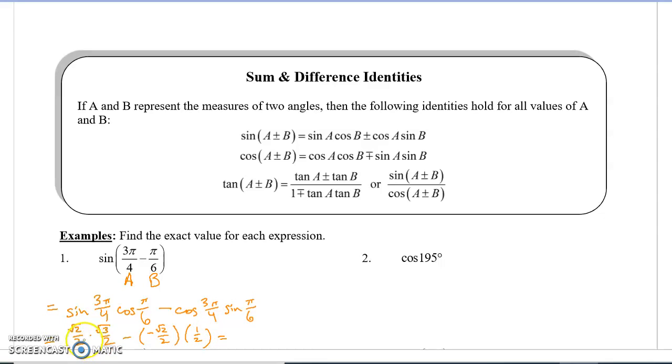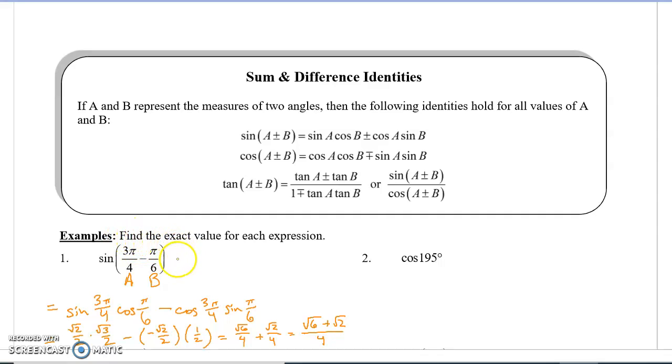So the first pair of fractions multiplies to get root 6 over 4, right? Root 2 times root 3 is root 6, and 2 times 2 is 4. Double negative here is going to turn positive, and the top is root 2 times 1, or root 2. The bottom is 2 times 2, which is still 4. So we get the answer root 6 plus root 2 all over 4. And that's what the sine of this thing is.